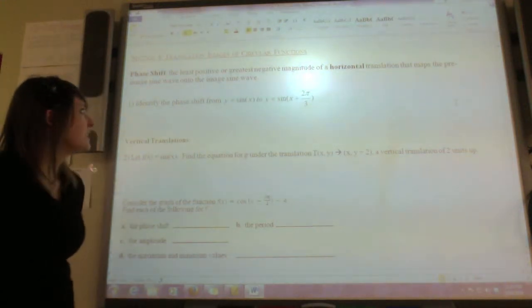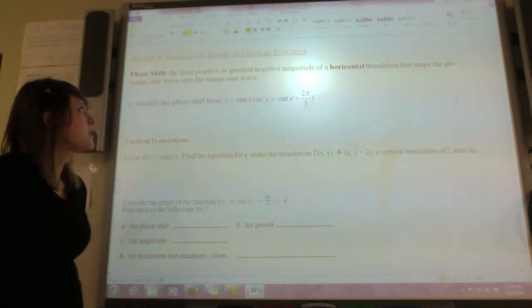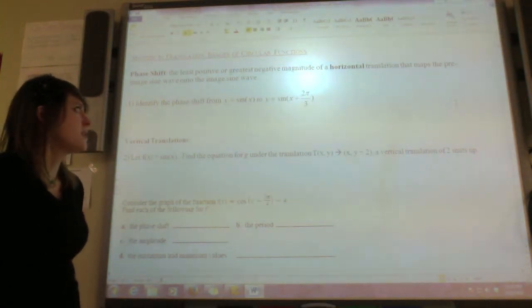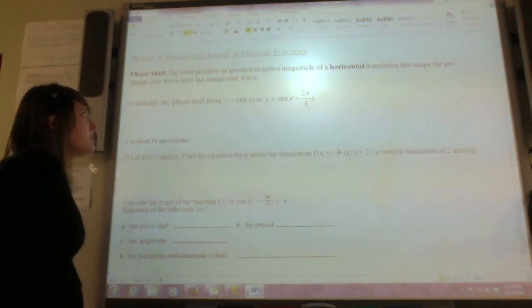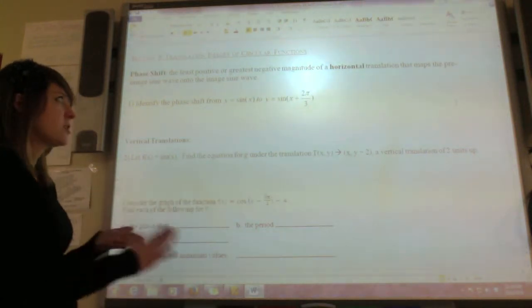So phase shift is the least positive or greatest negative magnitude of a horizontal translation that maps the pre-image sine wave onto the image sine wave. So basically, what a phase shift does is it moves the function left and right, so it's changing our x values.